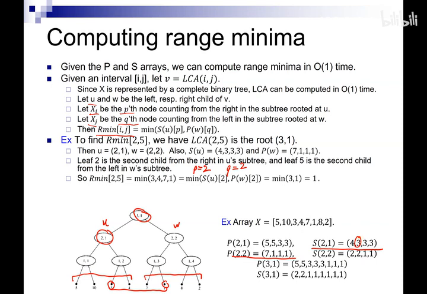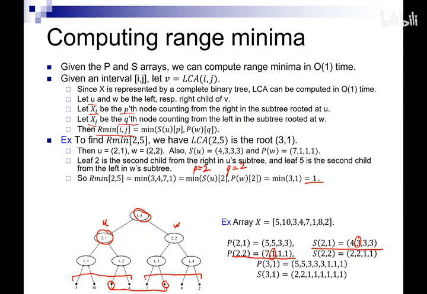And since Q is also equal to 2, we're going to look at the second entry in this P array. So we have the values 1 and 3, and then you take the minimum of that, which is the minimum within this interval running from 3 to 1. So that is indeed equal to 1.